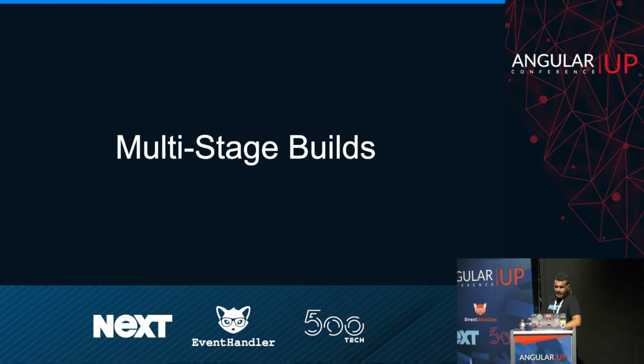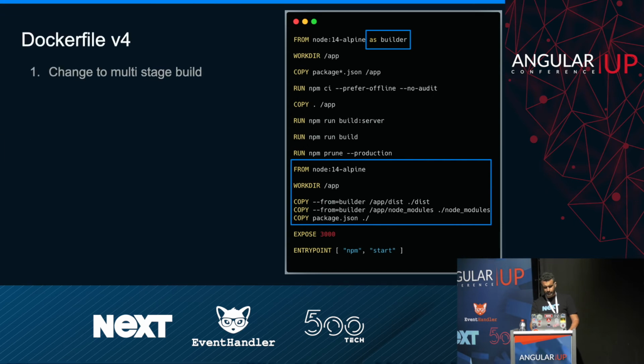So what are multi-stage builds? Multi-stage builds enable you to create smaller images with better caching. And for me, it was a game changer. So in the next version of the Dockerfile, I changed it to a multi-stage build. Each instruction in the Dockerfile creates a layer. For example, the FROM is a layer, the WORKDIR is a layer, the COPY is a layer, and so on.